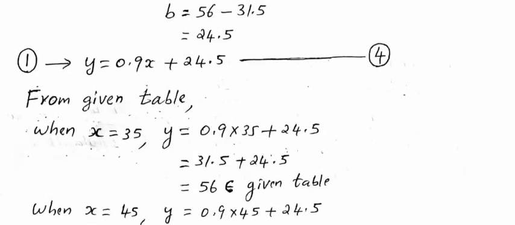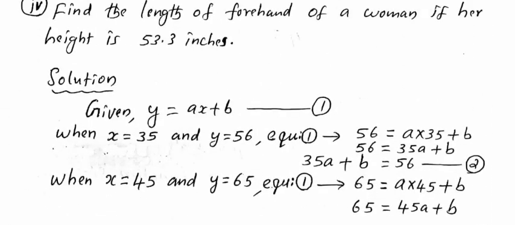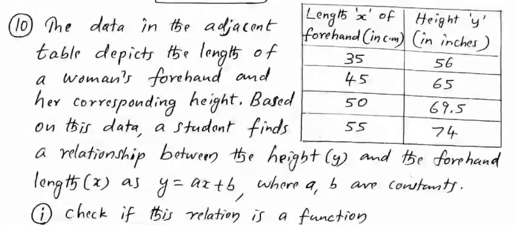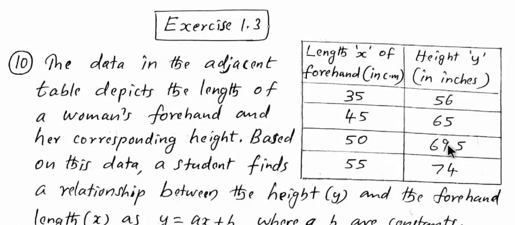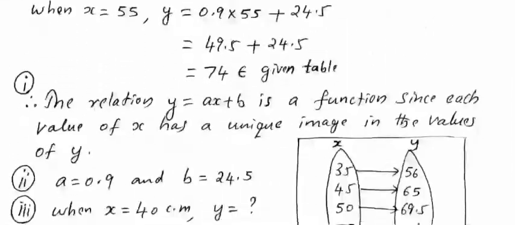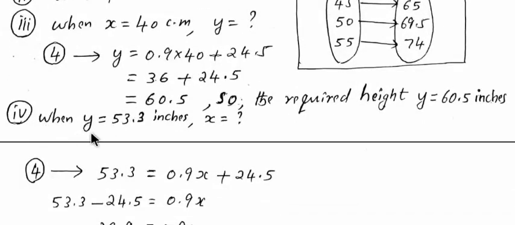Then the fourth question. What is the fourth question? The fourth question is nothing but find the length of the forehand of a woman if her height is 53.3 inches. Here height is nothing but y. Y is given. Find out the value of x. Here the length of the forehand should be found out. Therefore, x should be found out. Therefore, when y is equal to 53.3, what's the value of x? This is the question.